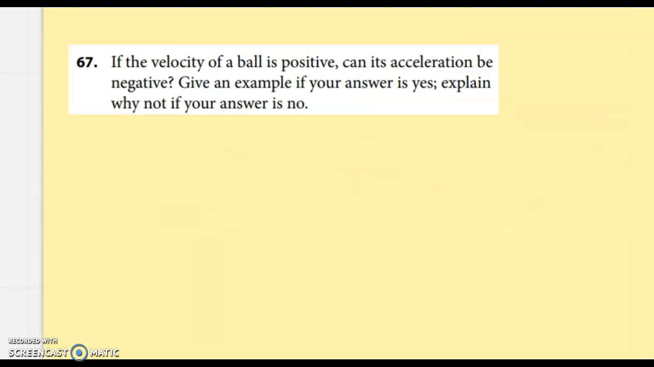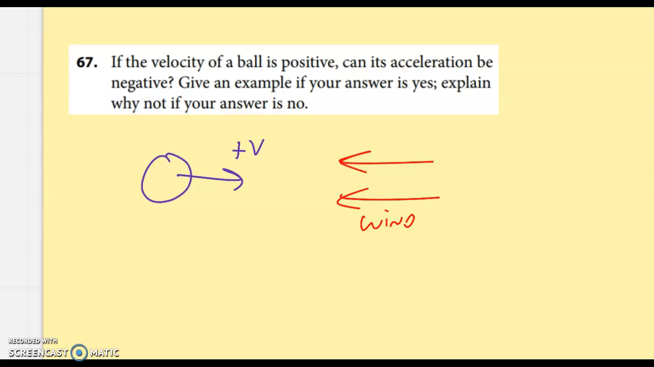67 says if the velocity of a ball is positive, meaning it's going to the right, can its acceleration be negative? Sure it can. Anytime a ball is moving to the right but it's slowing down, I mentioned the wind on the last one. Maybe the wind is blowing this way now, and so that would push to the left, and so the acceleration would be negative something. Well, the acceleration is negative, but the velocity is positive, so can it happen? Yes, and this is what is happening every time something's moving to the right but slowing down. So the answer is a definite yes.